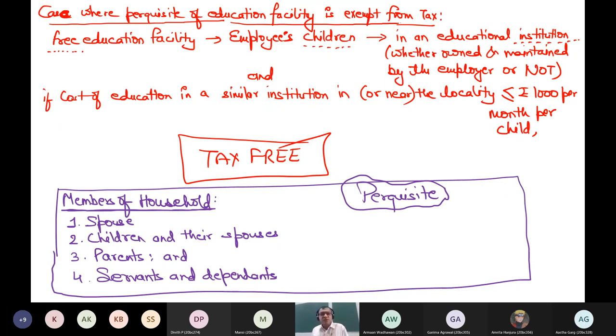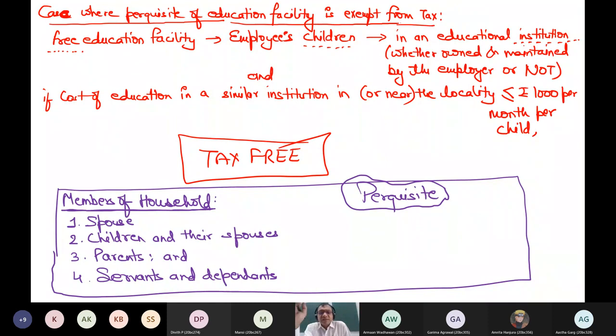Perquisites are not provided only to the employee, even to the members of household. There are situations where it can be provided to members of household. It's not compulsory on any employer to provide any perquisite. The department cannot compel anyone to provide any perquisite. It depends upon employer and employee to whom the employer wants to provide the perquisite, only to the employee or even to the members of household.